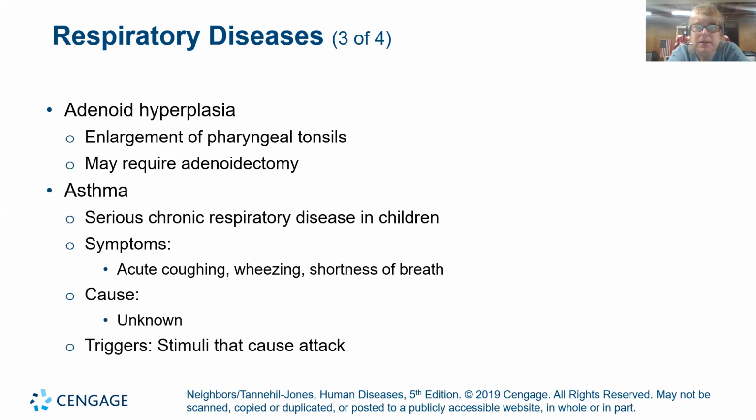Adenoid hyperplasia, these are enlargement of the pharyngeal tonsils. It may require the pharyngeal tonsils to be removed with an adenoidectomy. Asthma is a very serious chronic respiratory disease in children. The symptoms are acute coughing, wheezing, shortness of breath. The cause is unknown. The treatment is to have them with a rescue inhaler and to try to eliminate triggers or the stimulus that causes the attack.